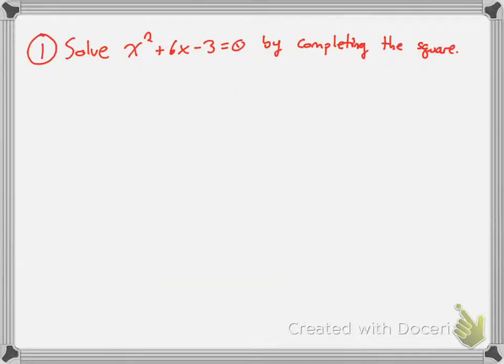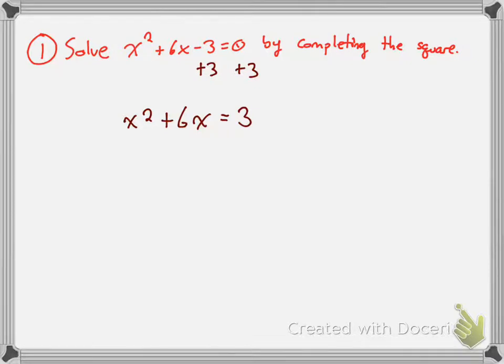Here we have the equation x squared plus 6x minus 3 equals 0, and we want to solve it by completing the square. So going through these steps, first I want to get that 3 to the other side of the equation before I do anything else. So that's a minus 3, so the opposite would be adding 3 to both sides. When I do that, I'm going to be left with x squared plus 6x equals 3.